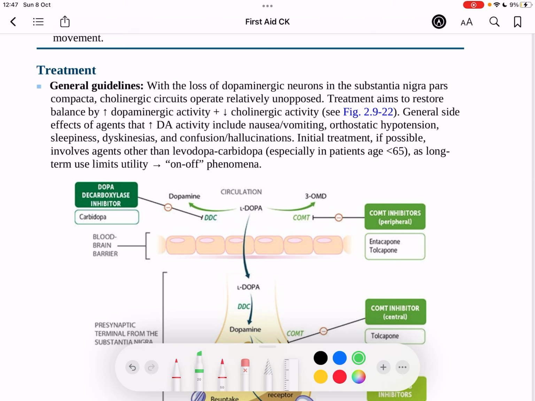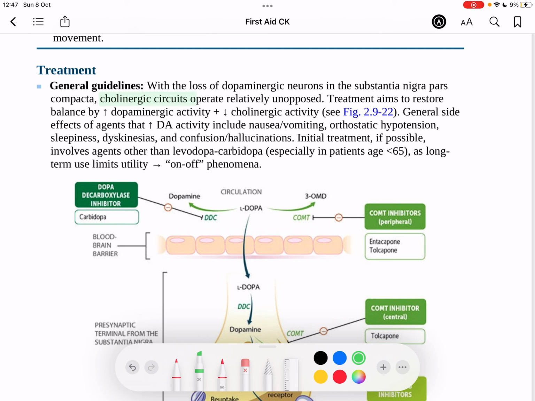So the general guidelines for treatment is basically what we've just said already: with the loss of dopaminergic neurons in the pars compacta, cholinergic circuits operate relatively unopposed, so we have a huge increase in the cholinergic activity, and treatment is just there to restore the balance by either increasing dopaminergic activity or decreasing cholinergic activity.